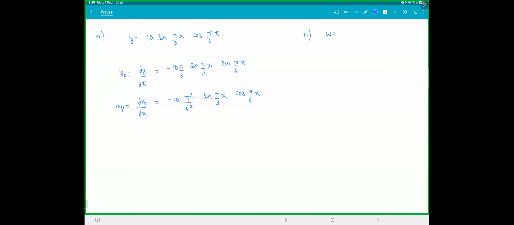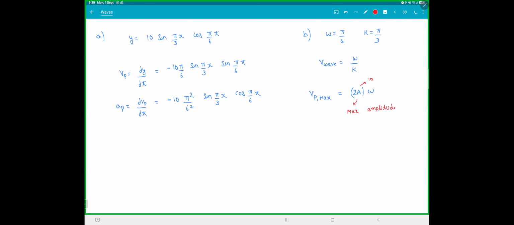What is omega? π/6. What is k? π/3. What is the wave speed? Omega by k. Your progressive wave formulas are still valid. What is Vp max? Do you remember from SHM what Vp max is? A omega. So here it is 2A into omega, because 2A is our maximum amplitude. So in this case, it is 10 basically. Be careful, I'm using 2A.